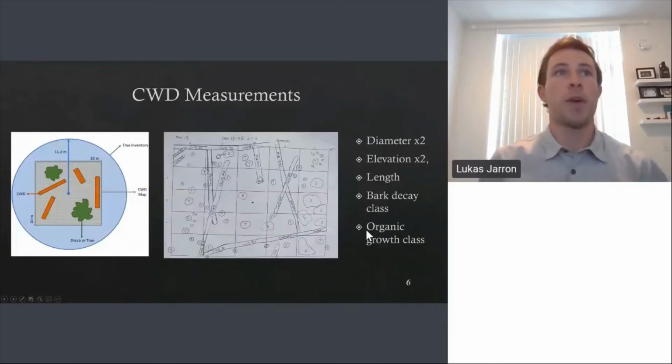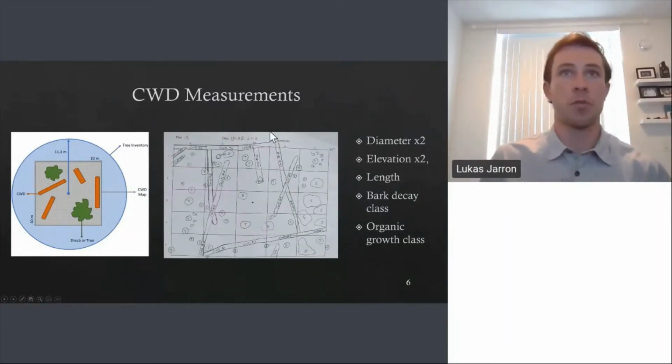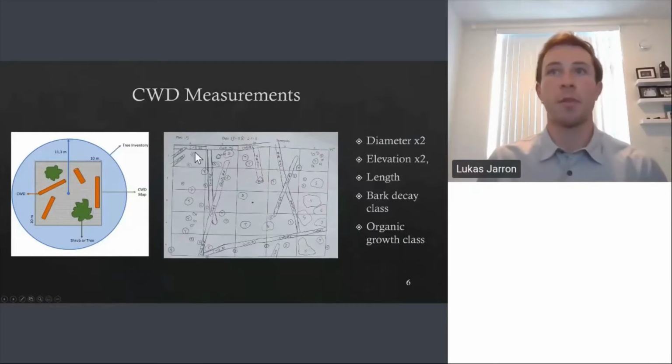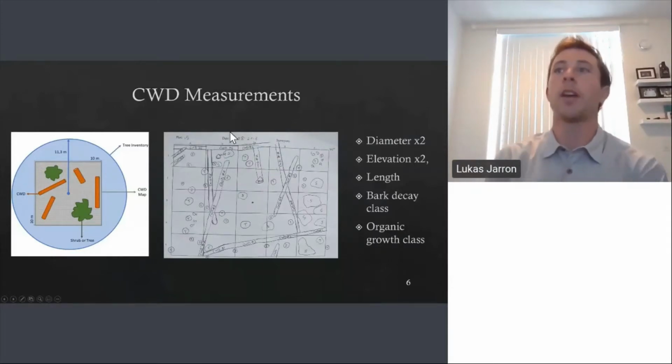I'm going to talk a little bit about my actual measurements. For each plot, there was this 10 by 10 meter gray square, inside which I recorded all the pieces of coarse woody debris that I saw. This is an example of one of my field maps. You can see the pieces of coarse woody debris labeled there.